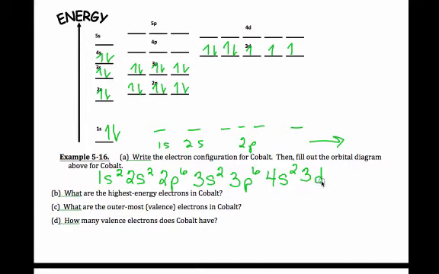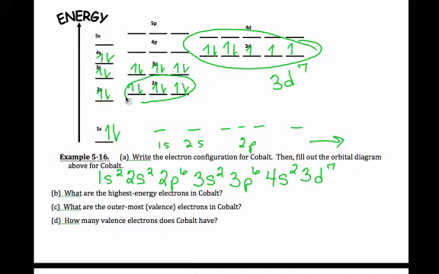And then we do 3d7. So what I did is I took these and I streamlined that notation to 3d7. I streamlined this to say 2p6. Now, what are the highest energy electrons? Remember, the highest energy electrons were the last ones you were filling.